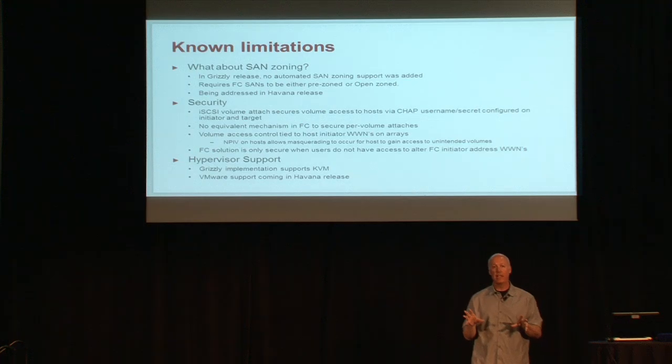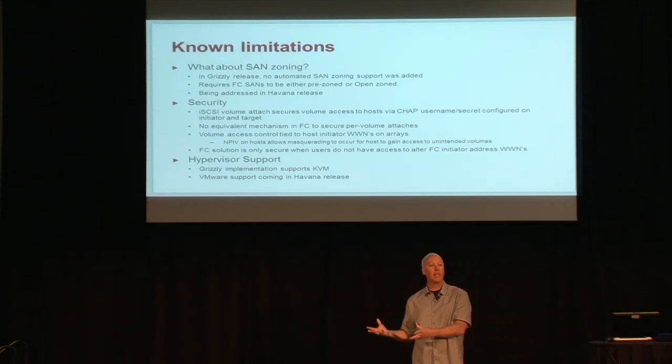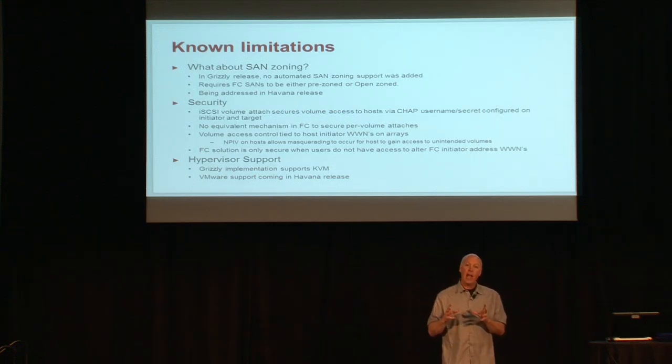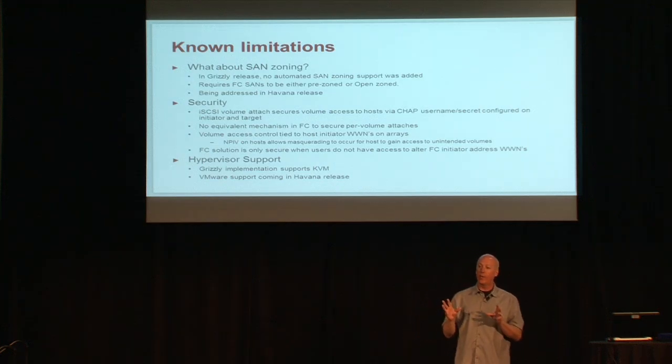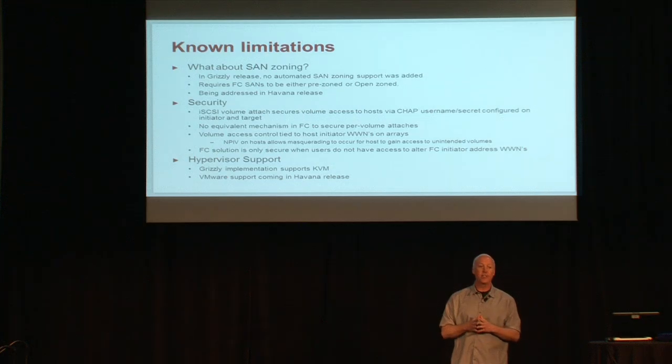Fibre Channel doesn't have a mechanism that's directly analogous to that. Fibre Channel does have access controls at the fabric level. It also has access controls typically at the server target level in some of the masking capabilities that storage devices generally have. However, those mechanisms are reliant on the initiator's address being trustworthy, being trustable. With NPIV, where you can change addresses on the client side, that may not be the case.